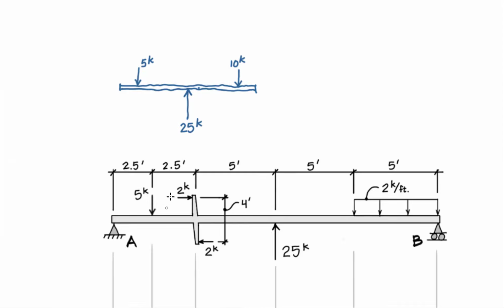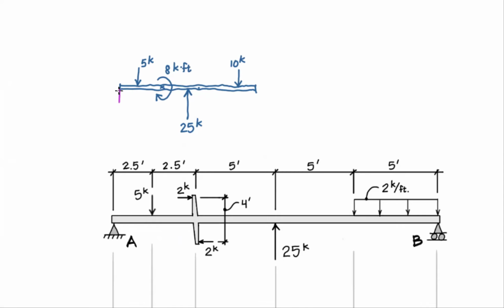And then I've got two forces that are equal in magnitude, parallel, opposite in direction. That is a force couple. And I'm just going to convert it into a couple moment, right? That's one of those statically equivalent systems. 2 times 4 is 8, so 8 kips times feet. And there is my free body minus the reactions.